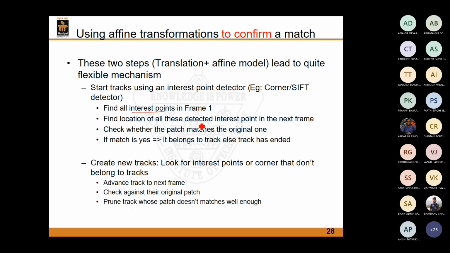And after trying to locate all these detected points in the next frame, you try to match whether the patch that we are considering is matching with the original one or not. If it is matching with the original one, then we say it belongs to the particular track that we are considering. If it is not, then we say the track has ended. We do not try to propagate that to the next step. If that is not determined, then we just end the track. And if the object which was missing has come back, then we just start off with a new track in that case.